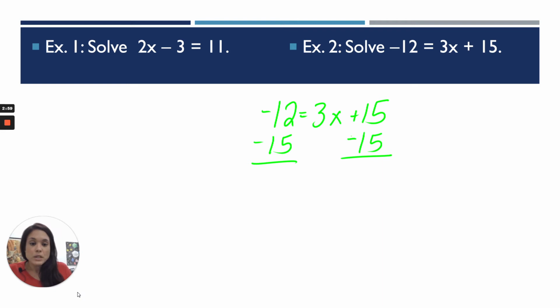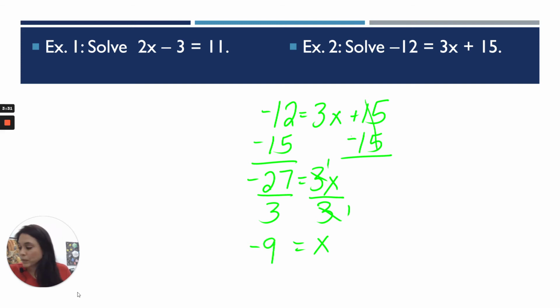This will become 0, and then negative 12 minus 15 is a negative 27. Equals, let's bring down this 3x. So we have 3 times x equals negative 27. The inverse of multiplying 3 times x would be to divide. So we divide both sides by 3. This will become 1. So x equals negative 27 divided by 3, which is negative 9.